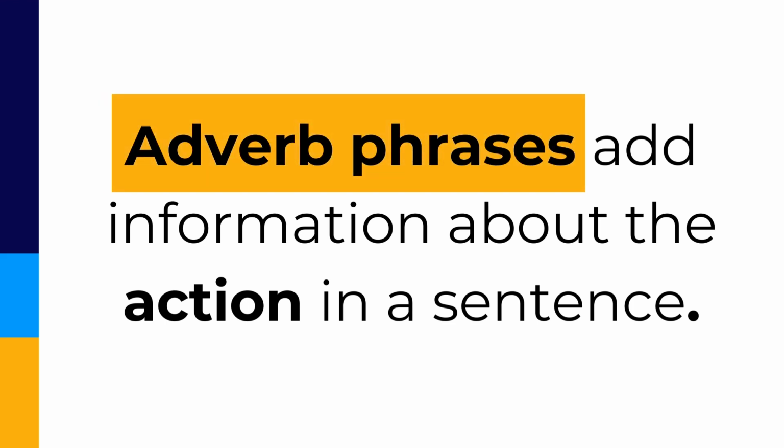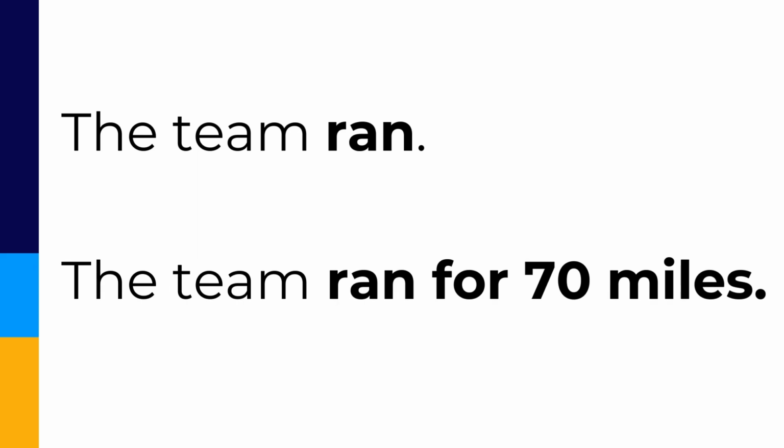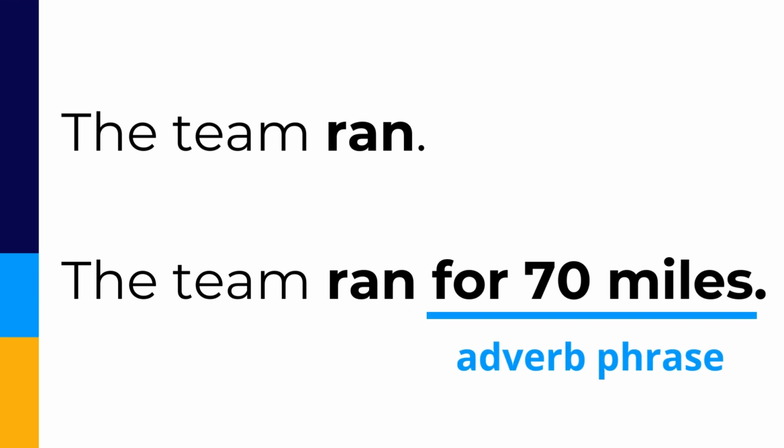Adverb phrases add information about the action in a sentence. For example, you can say, the team ran, or you can say, the team ran for 70 miles. In the second sentence, you have an adverb phrase that's giving additional information about how far the team ran.